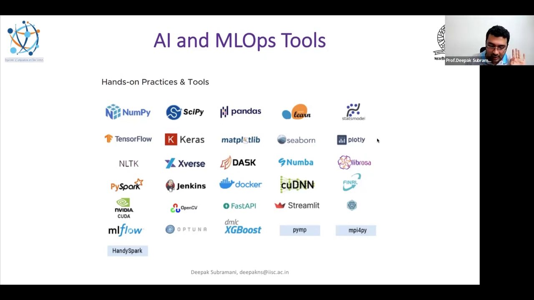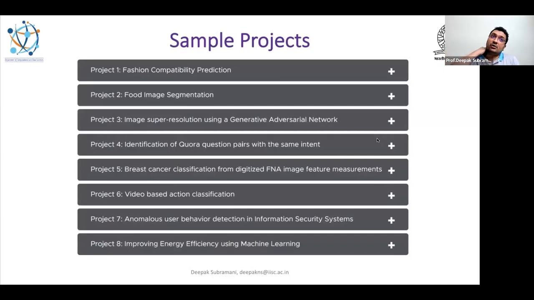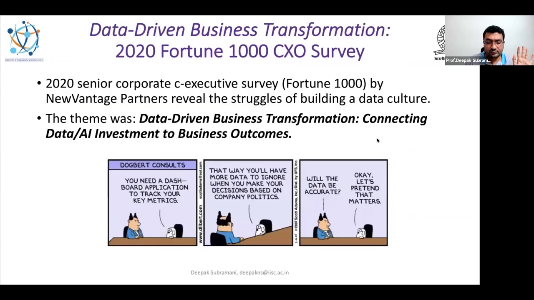Okay. Some of the sample projects that our students have been doing so far are on fashion compatibility prediction, several on computer vision, several on natural language processing, all of that put into production. So that is what our course is all about.